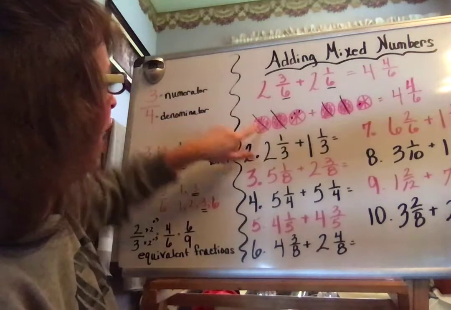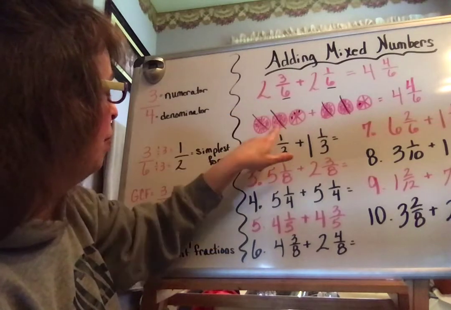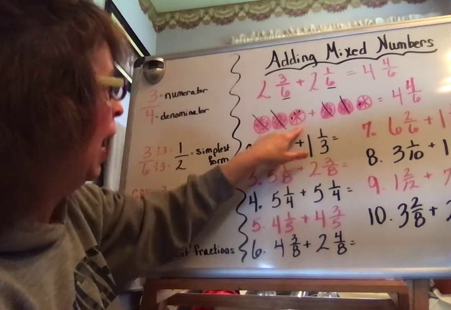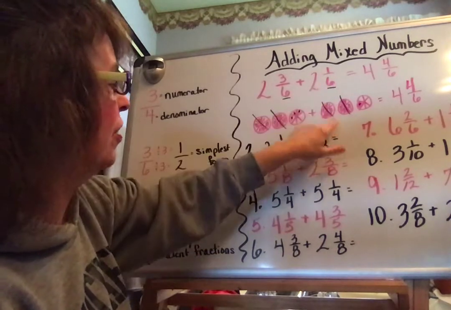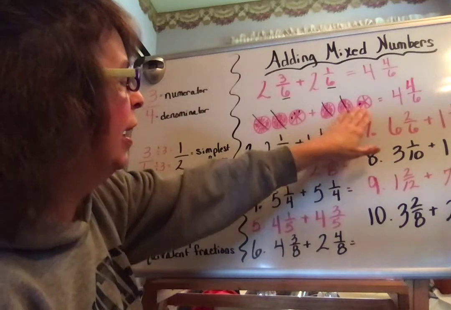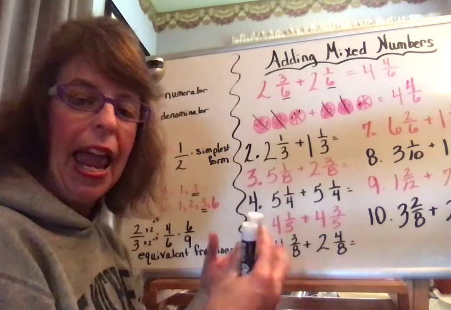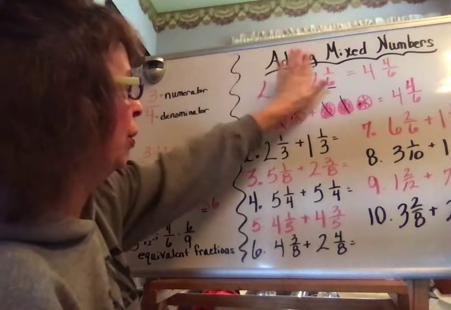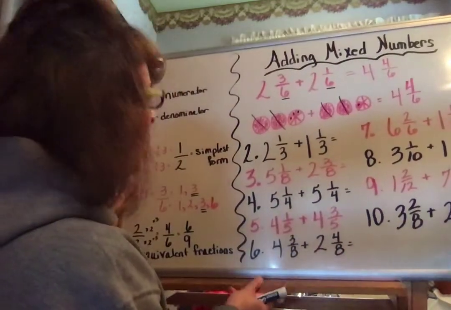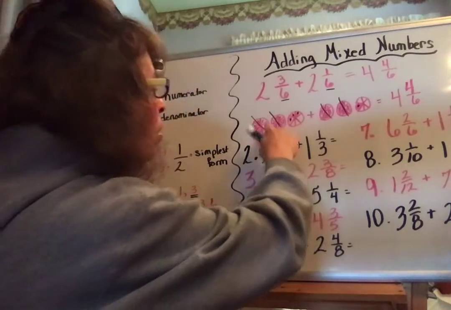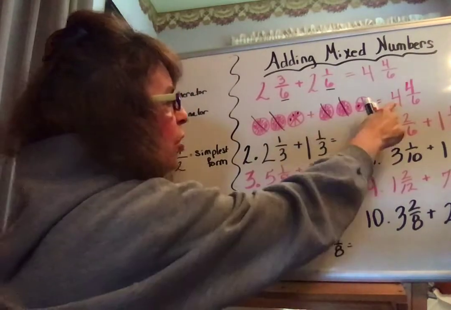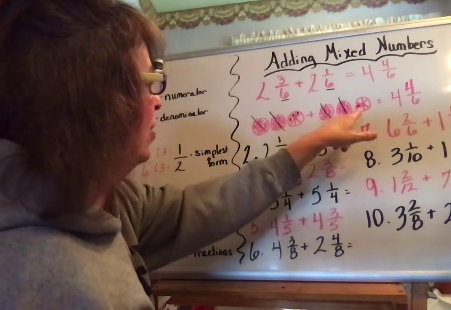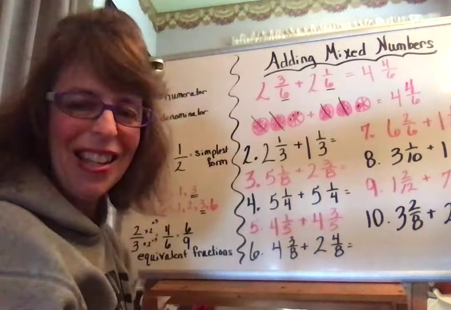Here's my 2 whole, and here is my 3/6. I'm going to add it to 2 and 1/6. Here's 2 whole, and here's 1/6. Now, add the wholes together. Always add the whole numbers together first. Don't worry about the fractions. 2 whole plus 2 whole is 4 whole. And now go to your fractions. 3/6 plus 1/6 is 4/6.